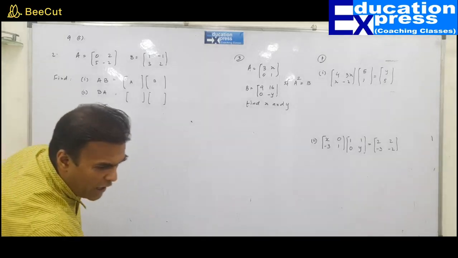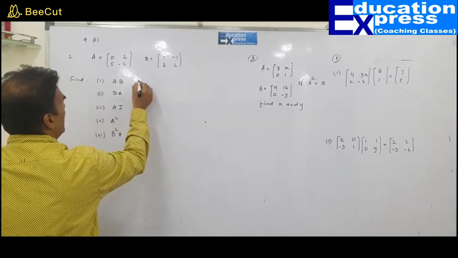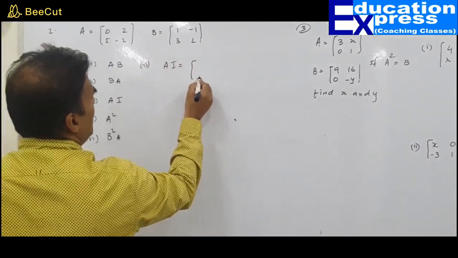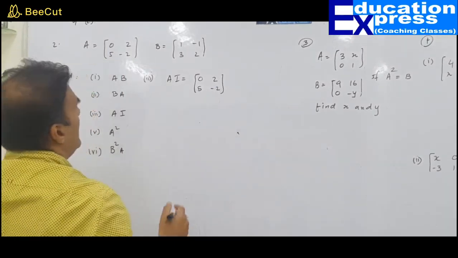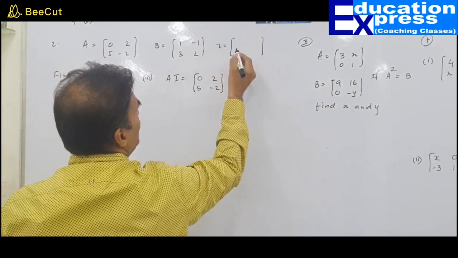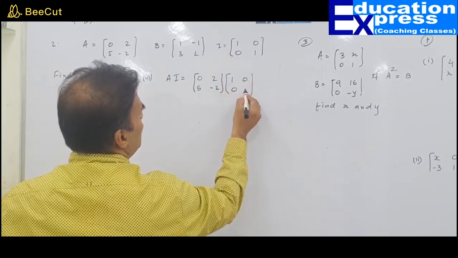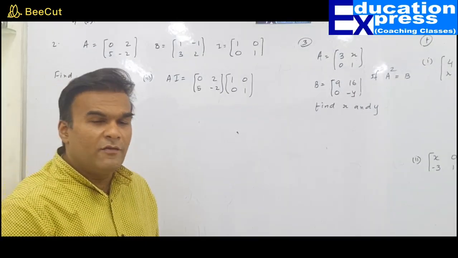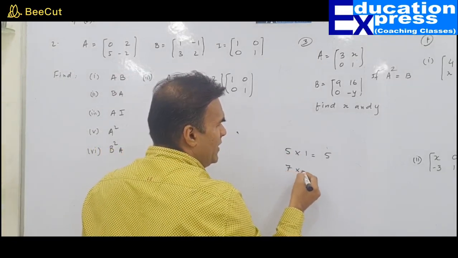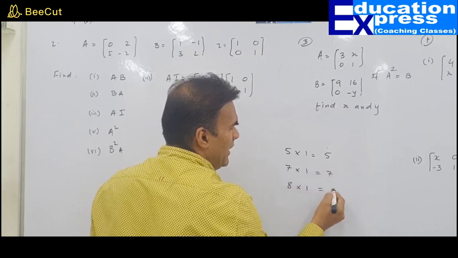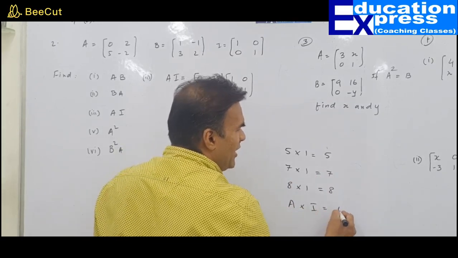Let's do A into I. How do we find the matrix A into I? That is the third part. A into I would be matrix A, that is 0, 2, 5, minus 2, and I, as you know, is nothing but the identity matrix 1, 0, 0, 1. So we will multiply it with 1, 0, 0, 1. For your information, my dear friends, 5 into 1 will result into how much? 5. 7 into 1, 7. 8 into 1, 8. Any matrix when multiplied with I will result in the same matrix.